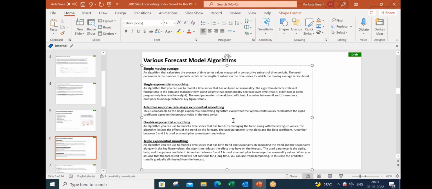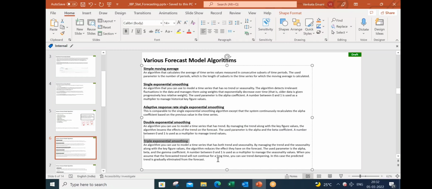If you have seasonality in your forecasting model, then you have to use triple exponential smoothing. So you're clear till here. Just understand: if you don't have trend or seasonality, you have to use single exponential. If you have trend, you have to use double exponential. If you have seasonality, you have to use triple exponential.